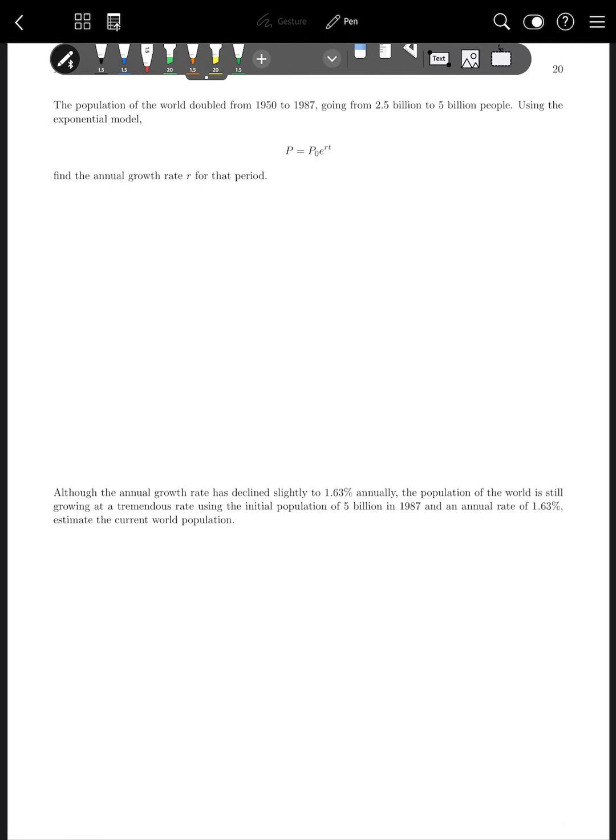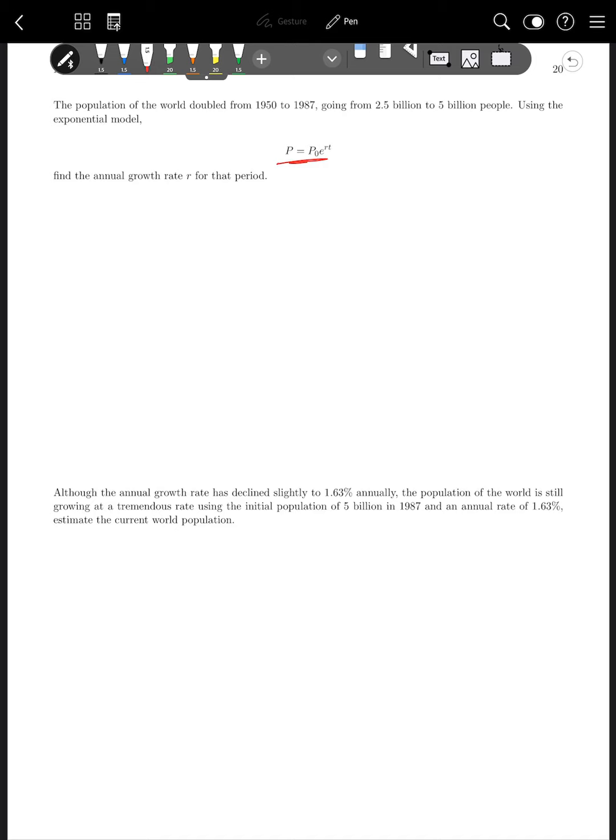We can also use this for other similar problems. Notice the population of the world doubled from 1915 to 1987, growing from 2.5 billion to 5 billion people. Using the exponential model, P equals P naught times e to the rt, find the annual growth rate r for that period. Notice this formula looks just like the continuous compounded growth formula that we were talking about for interest, except with population. So you're really using the same formula no matter what type of continuous exponential growth or decay you're talking about.